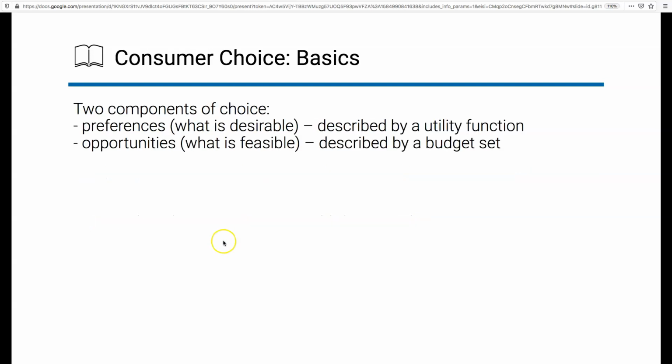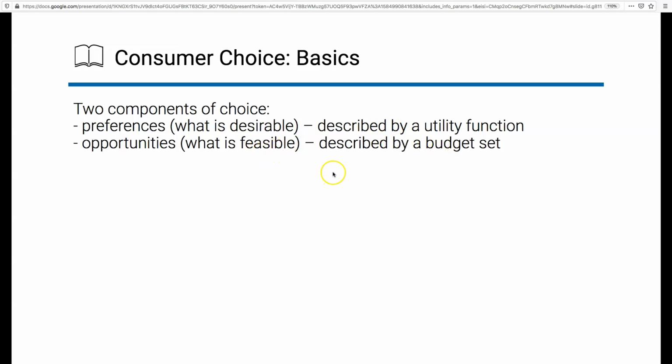How should a rational consumer make decisions? When I introduced this topic, I mentioned that we need to define 2 components of choice. We need to describe what a consumer's preferences are, that is, what he or she likes and dislikes. And then we need to talk about what the opportunities are, what the consumer is capable of buying. The preferences in our framework will be described by a utility function. So that means that we're going to assign a number to any alternative that the consumer is facing, and the higher the number, the more the consumer likes a particular alternative.